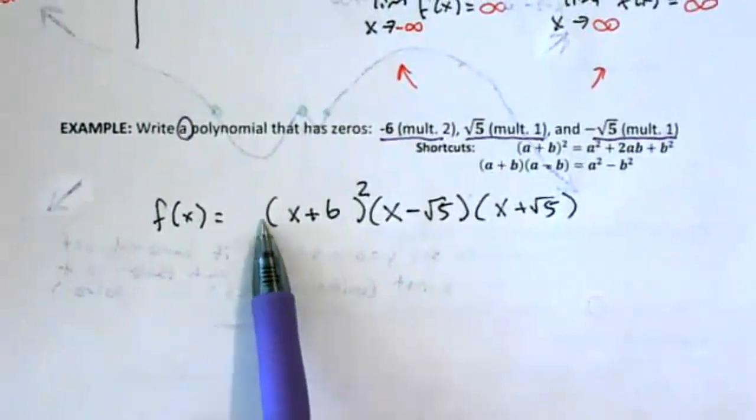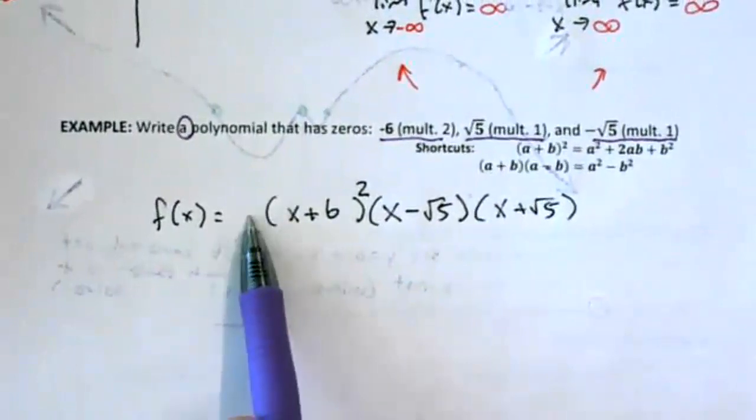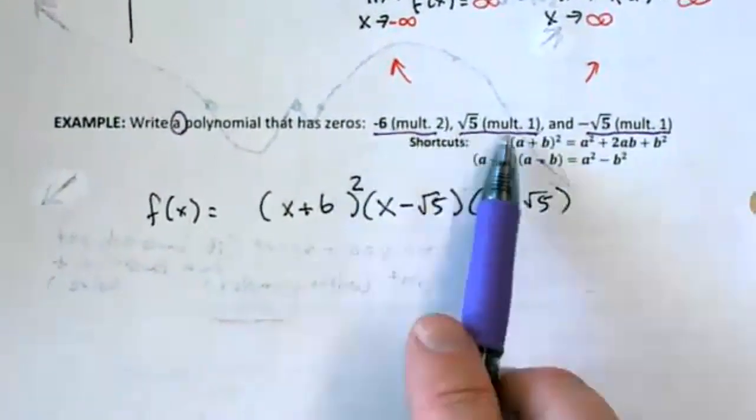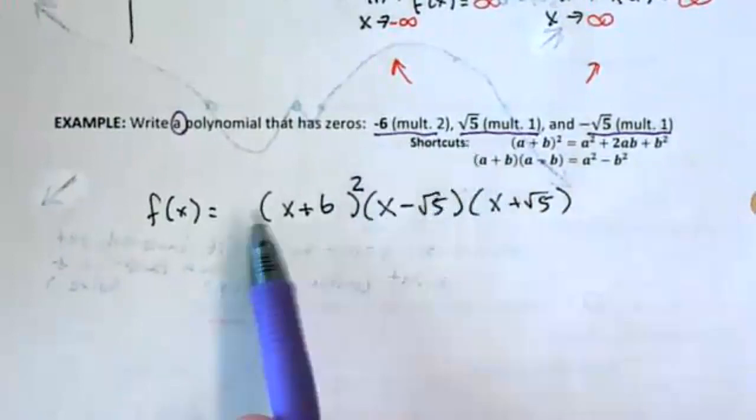I could put a negative. Someone said a negative. I could put a minus out in front of it. That wouldn't change anything, right? I would still set these equal to 0, and I would get these same zeros, right? I could put a negative out here.